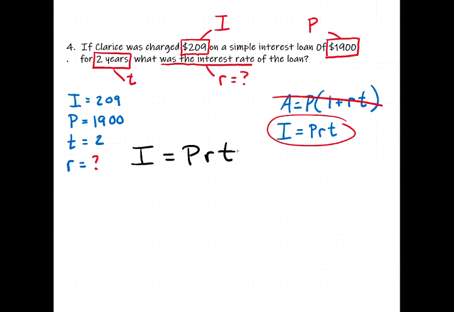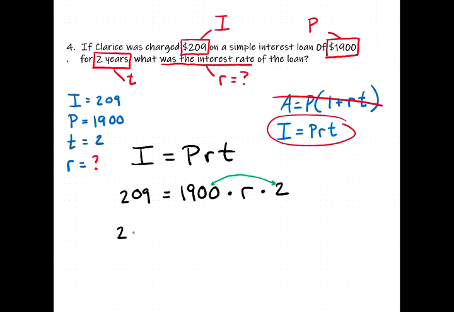So let's plug in what we know. I is 209. Principal is 1,900. Interest rate, we don't know, that's R, and the time is 2. Okay, well, this is all multiplication, so we could take the two numbers. Let's multiply those to simplify.